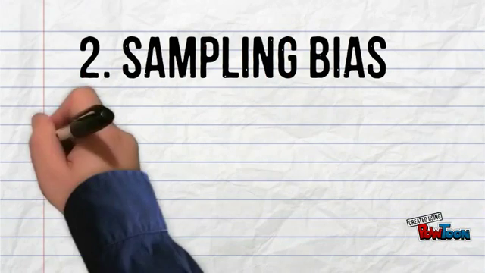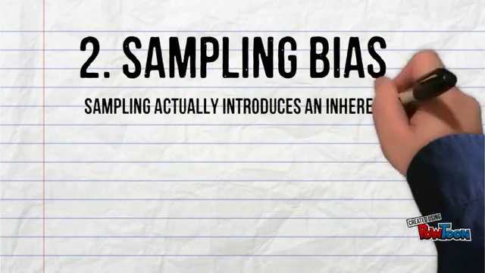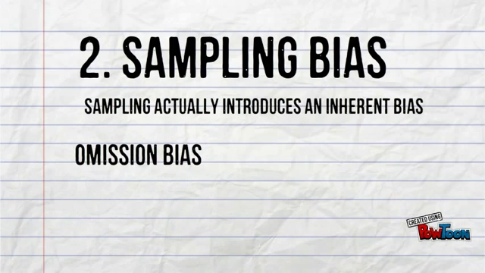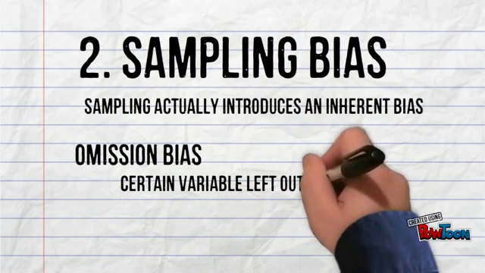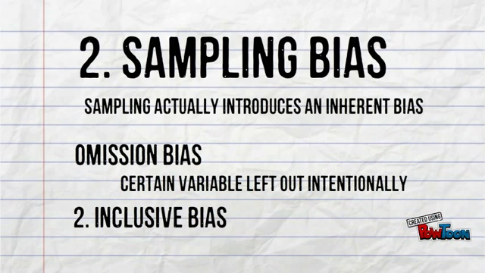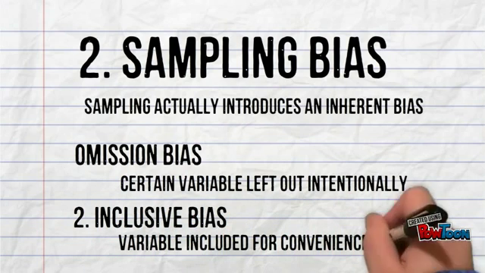The second is sampling bias. This occurs when the process of sampling actually introduces an inherent bias. Within sampling bias there are actually 2 other biases. There is omission bias, when a certain variable is left out intentionally, and inclusive bias, when certain variables are included for their inconvenience.